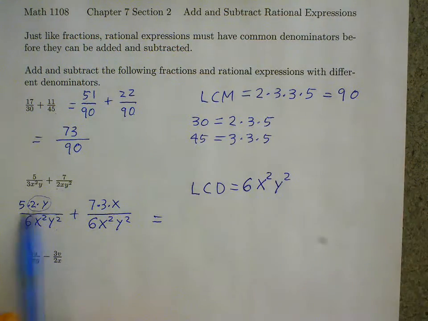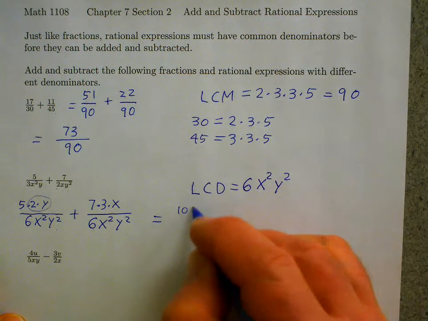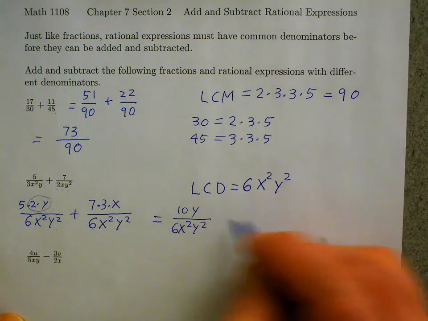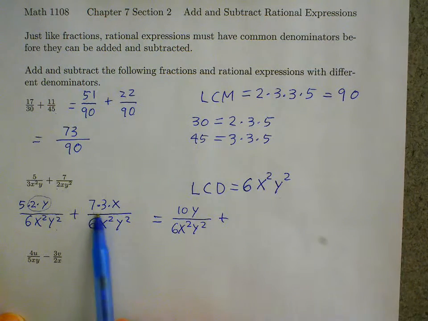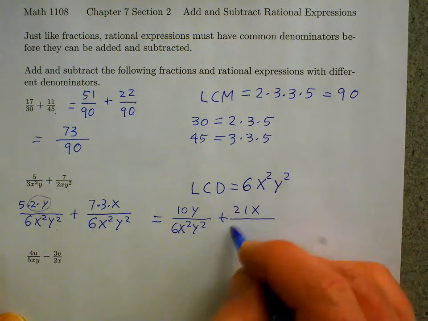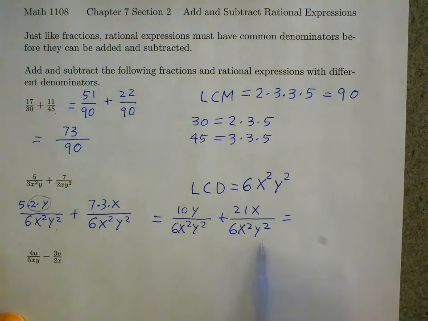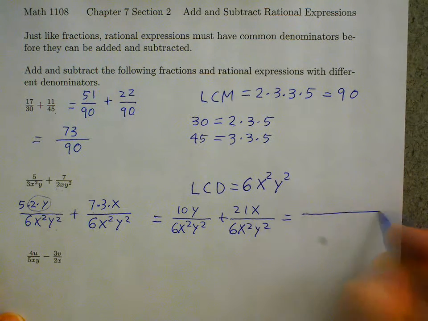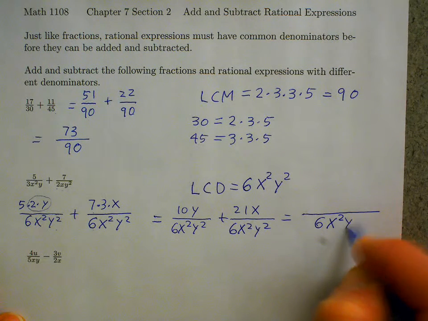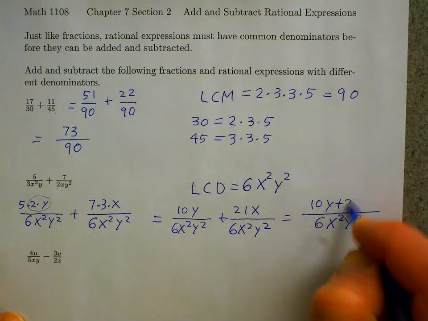Okay, then we'll simplify a little bit. In the numerator, 5 times 2 times y is 10y over 6x squared y squared. And 7 times 3 times x is 21x over 6x squared y squared. Now that the denominators are the same, the sum will also have the denominator 6x squared y squared, and the numerator is 10y plus 21x.